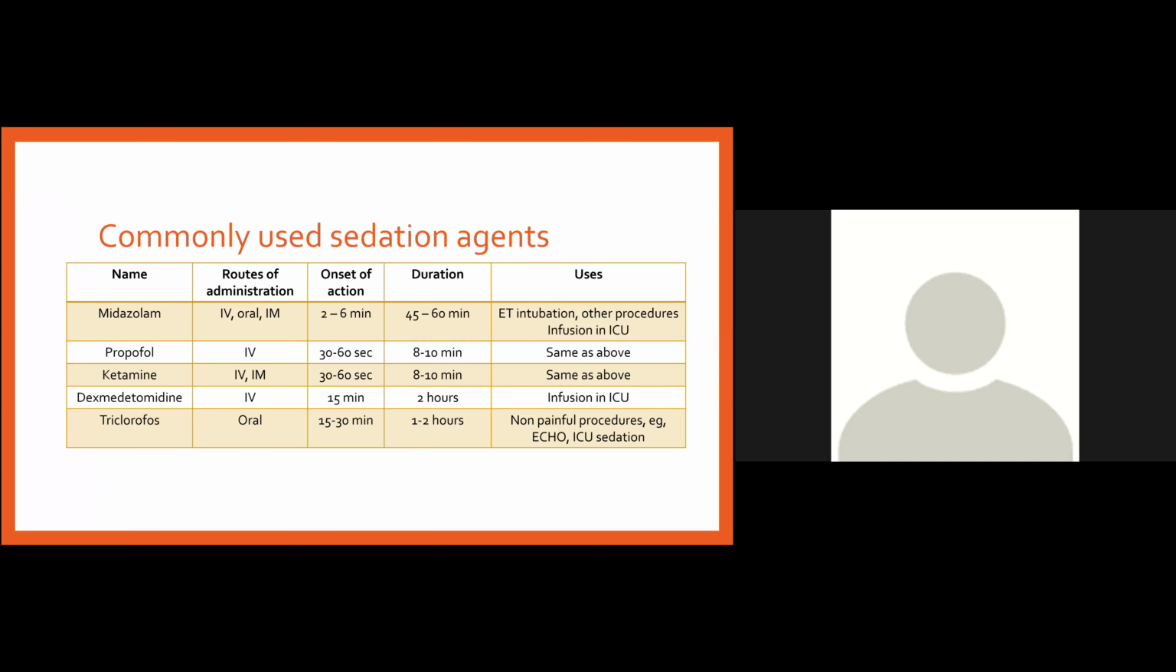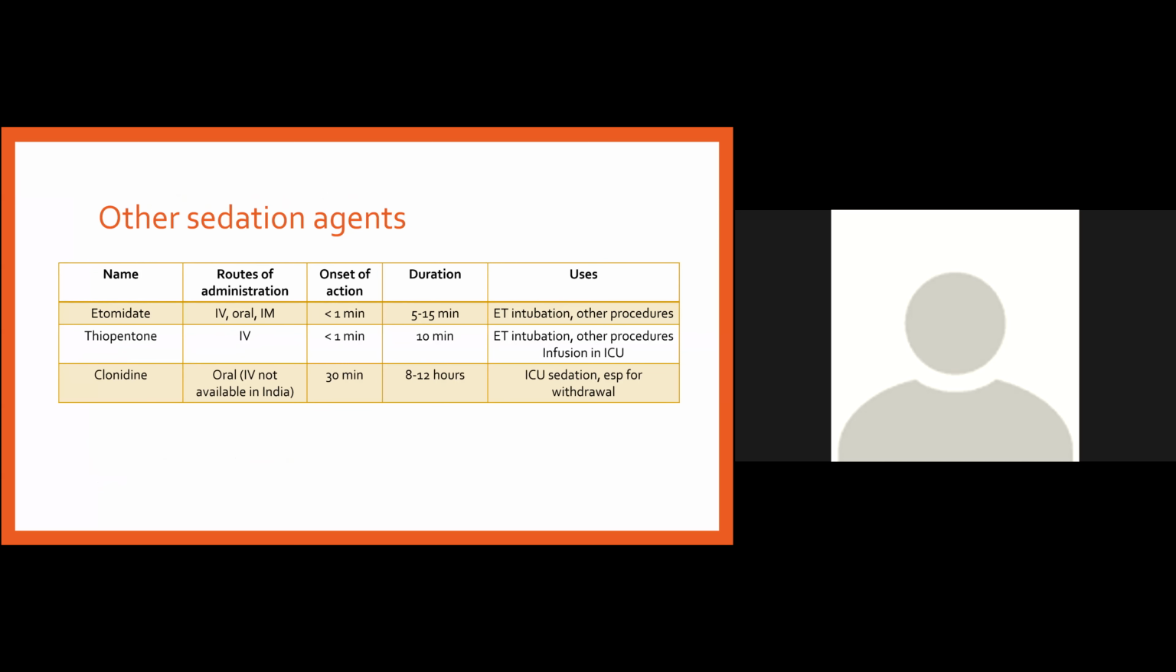Trichlorophos can be given orally to these patients. Other sedation agents are etomidate, thiopentone, and clonidine. Clonidine injection is not available here, but oral clonidine is now available. It is usually not given because it causes a large amount of bradycardia and dryness of oral secretions. So clonidine is usually not given.